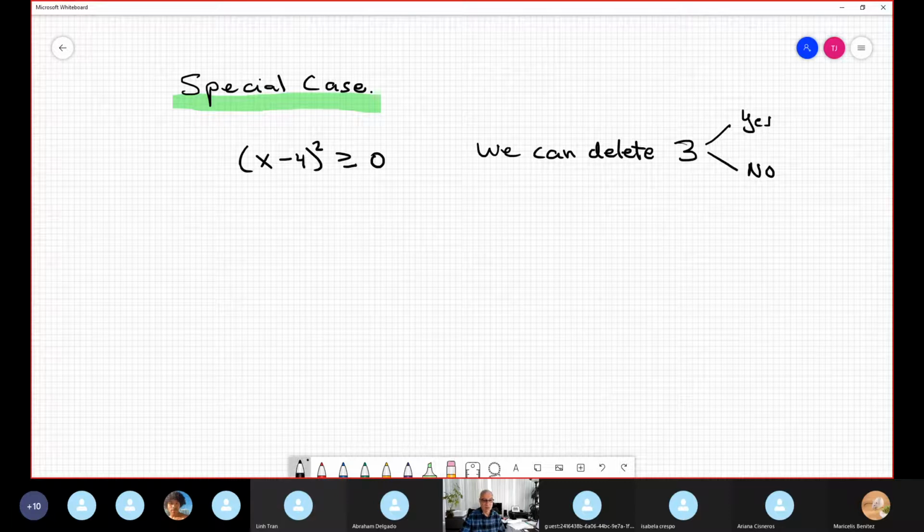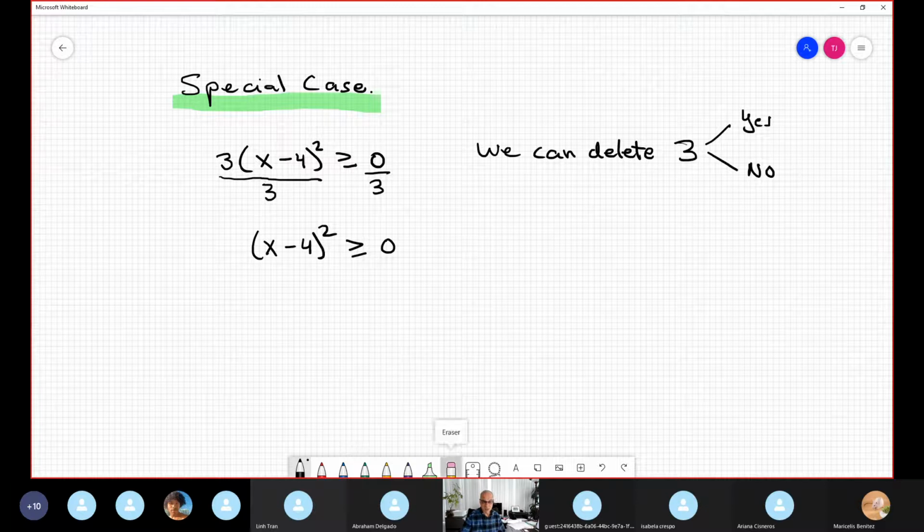That doesn't matter. Another point of view. Okay, professor, you divide by 3. 3 divided by 3 is 1. X minus 4 squared greater than or equal to 0. But not necessarily doing this. You apply the principle: any positive number, we can delete. That's it. End of the story.